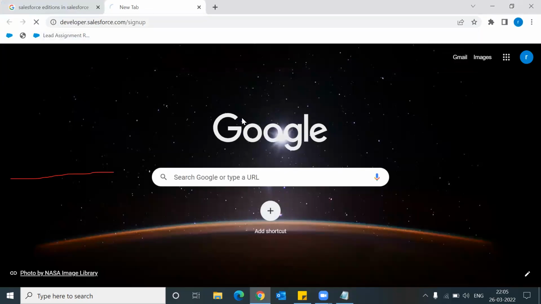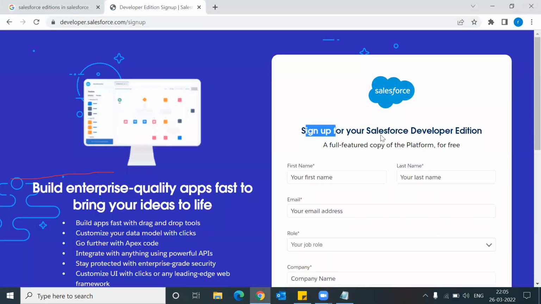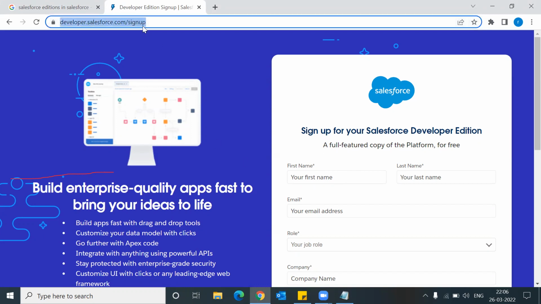you can open a form, the sign up for the developer edition. One is the 30 days trial, and the second one is the unlimited. So this link is for the unlimited edition. Okay, so what you do, this is a form.